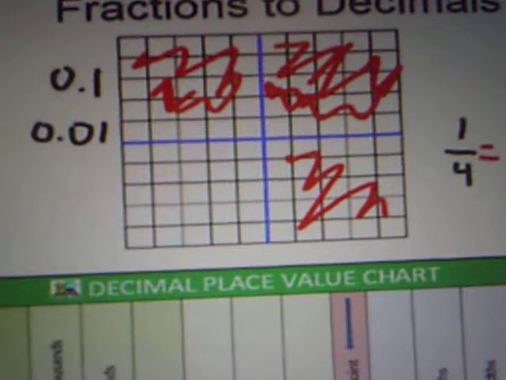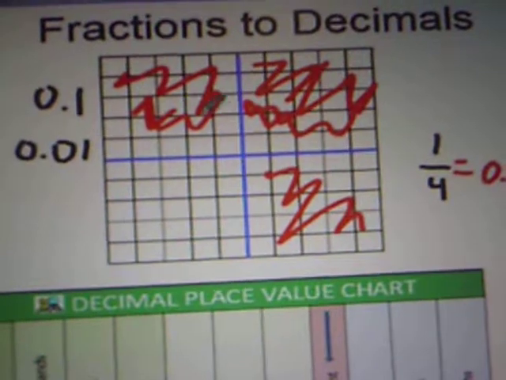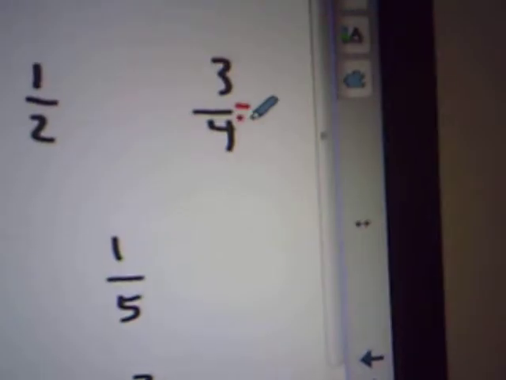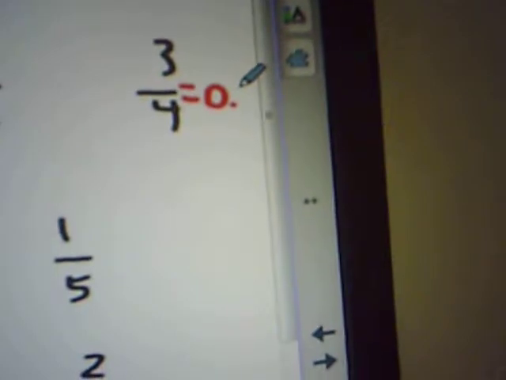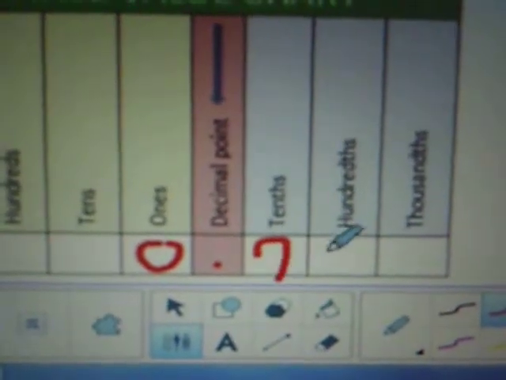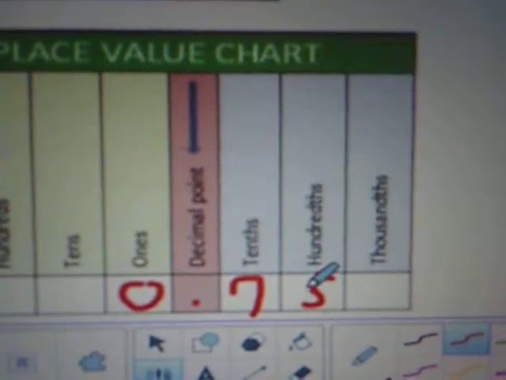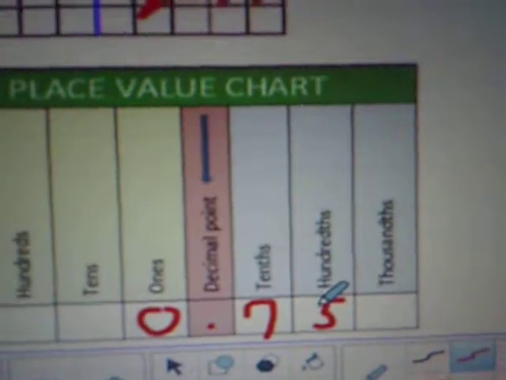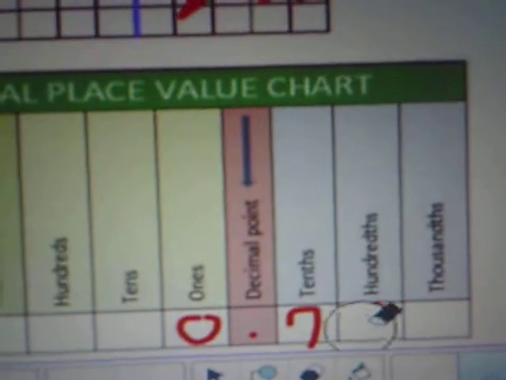If I count each little square, I'll notice that there are 75 little squares shaded in order to represent 3/4. So 3/4 can be written as 75 hundredths, 0.75. And I'll write it better down here. 0.75. 75 hundredths. So we can follow the same process for almost any number. Let's try one of the others.